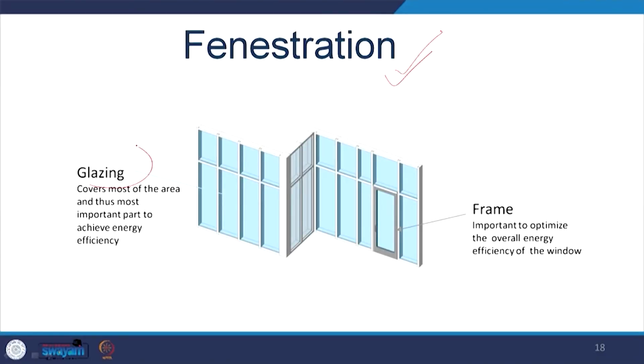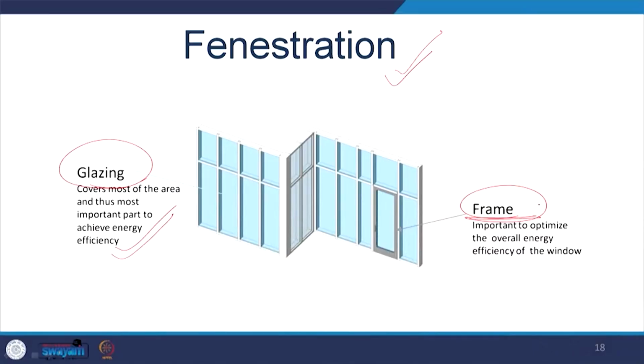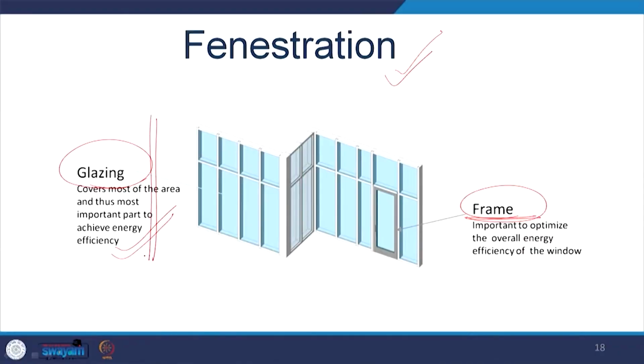The next important parameter or component of the envelope is fenestration. Now in fenestration we are talking about two components, one is glazing and the other one is frame. Largely the fenestration is comprised of glazing as far as the area is concerned, but frame is also important because sometimes even after using high efficiency glass, if the frame is leaky or if the frame is allowing for a lot of heat transfer, then the performance of the high efficiency glass will also be reduced.